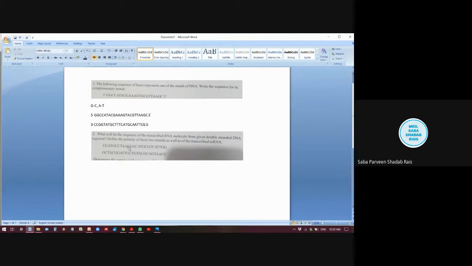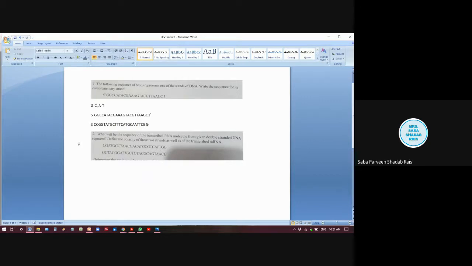One is the sense strand. The sense strand is the non-template strand. So RNA does not synthesize over the template strand. Here, for the synthesis of the RNA, we require only and only the antisense strand, that is our template strand, that is this one. Now here define the polarity of the two strands and the transcribed mRNA. So we only have to transcribe the mRNA.